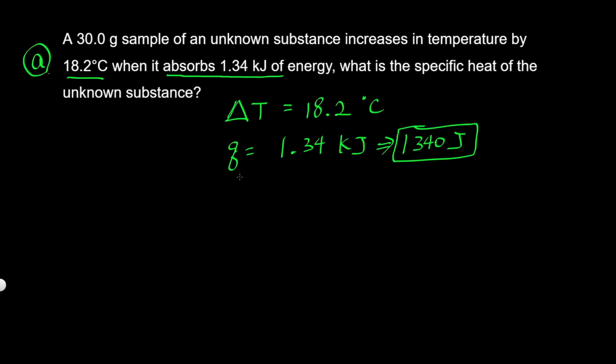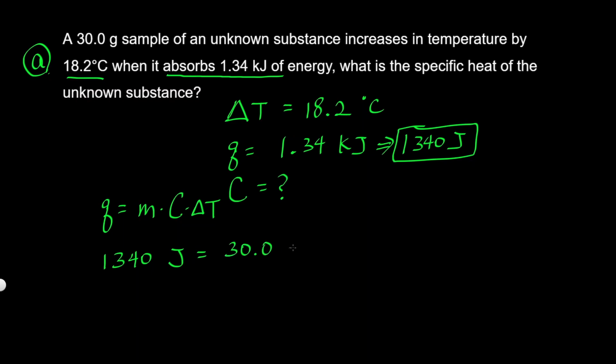What is specific heat? C is something that we have to figure out. Okay, so we have the famous equation in thermodynamics: Q is equal to mass times specific heat times delta T. Let's use this and plug in numbers. 1340 joules is going to be 30.0 grams, that's mass. Specific heat, we don't know. Multiply by delta T, which is 18.2 degrees Celsius. So that specific heat will have the units of grams, joules, and Celsius in it.